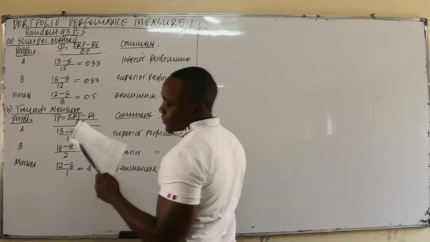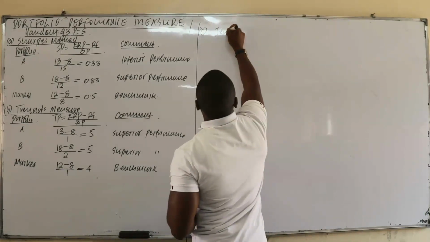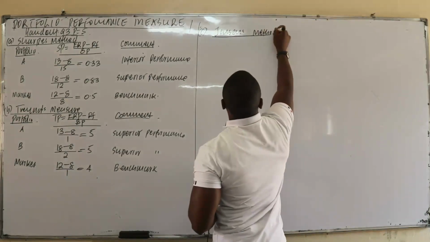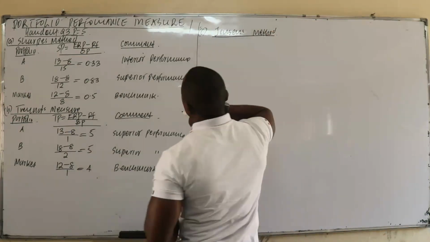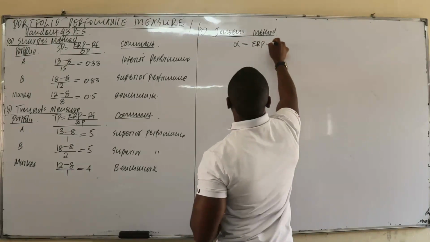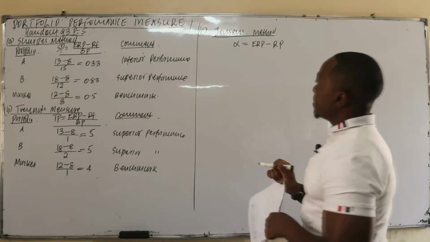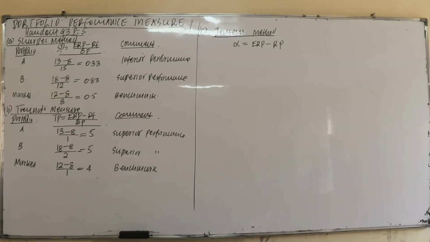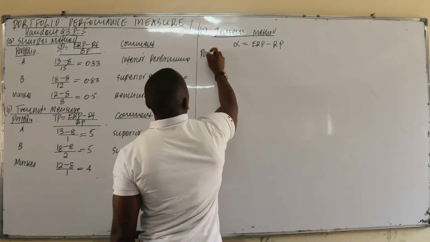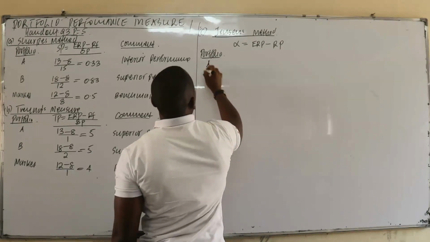Part C, Jensen's measure. We said that Jensen's uses alpha. And how do we get alpha? Alpha is the difference between the expected return of the portfolio and the return of the portfolio. And then we say that Jensen's alpha assumes that CAPM is correct, so it uses the assumption of CAPM. Here we have two portfolios, portfolio A and portfolio B.